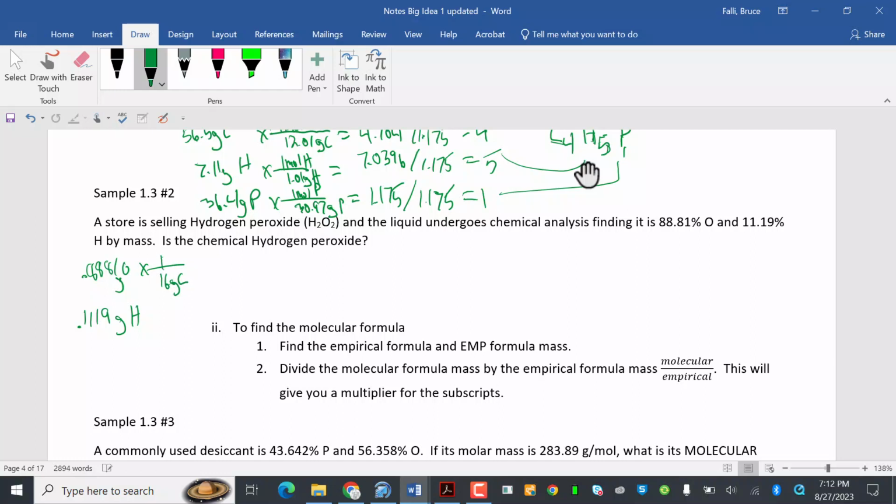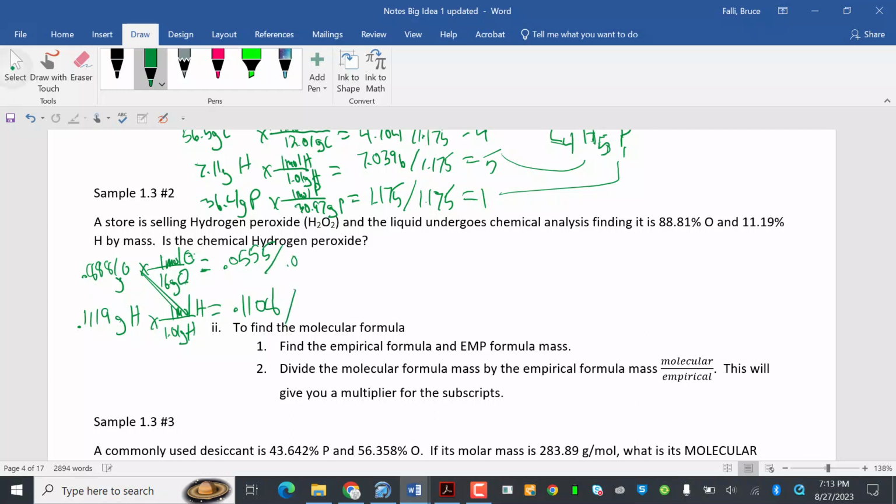16 grams of oxygen, 1 mole oxygen. 1.01 grams of hydrogen, 1 mole hydrogen. So let's see what we get. 0.8881 divided by 16 is 0.0555. 0.1119 divided by 1.01 is 0.1108. So what I'm going to do is divide these both by the smallest.